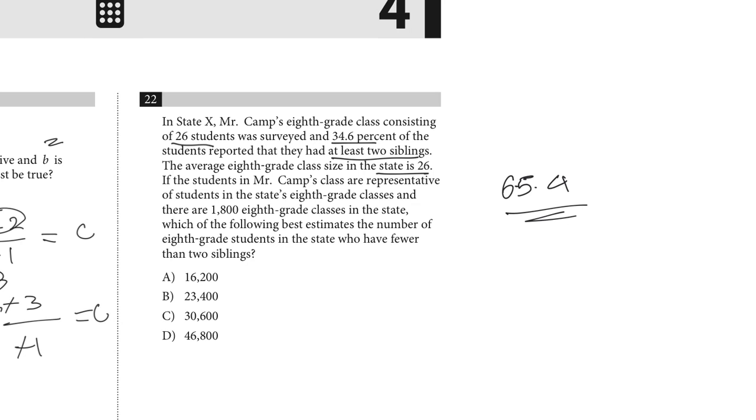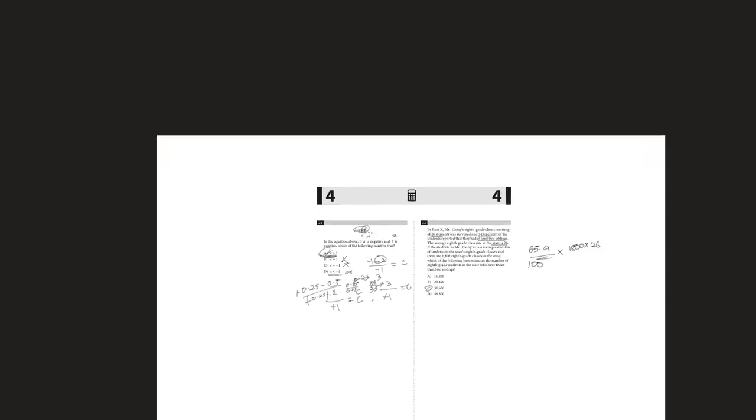Alright, and 1800, right? So 65.4% into 1800 into 26 is going to give us 30600. Something rounds off to this. The next page.